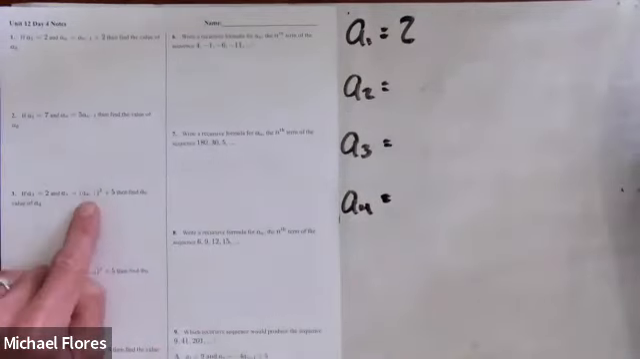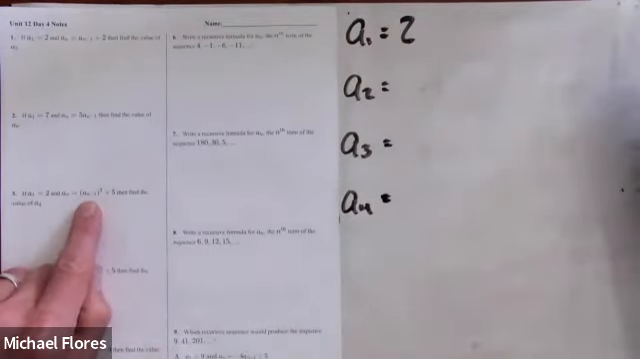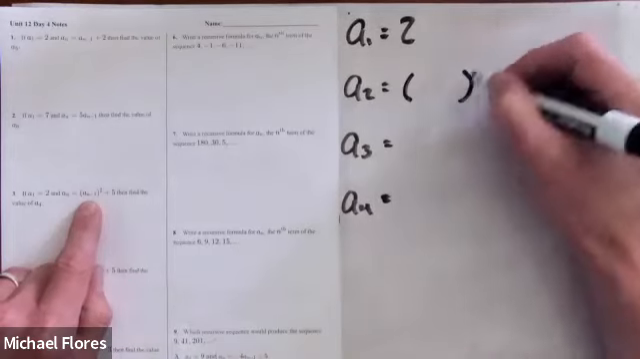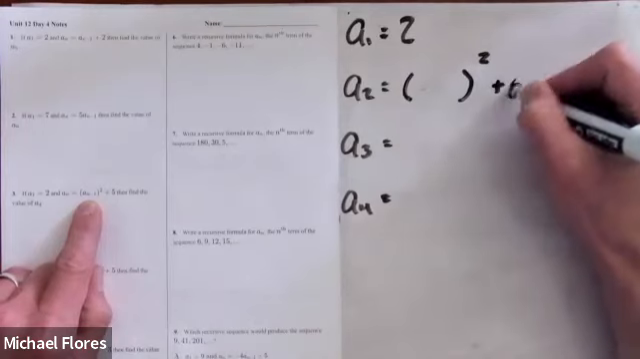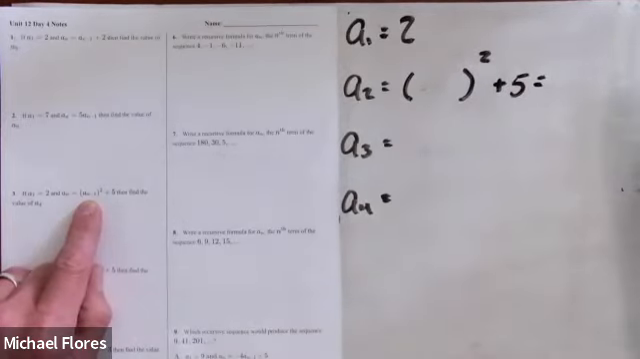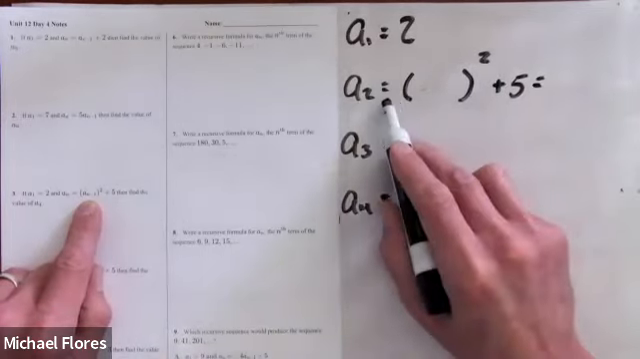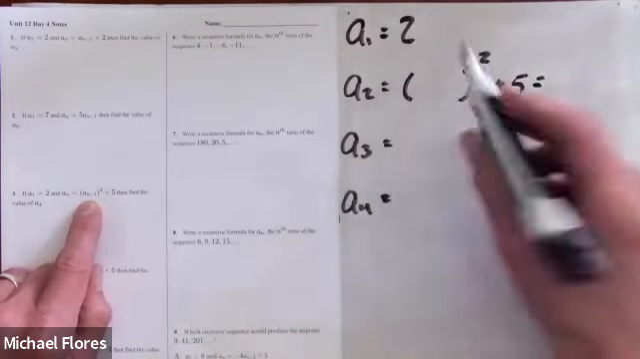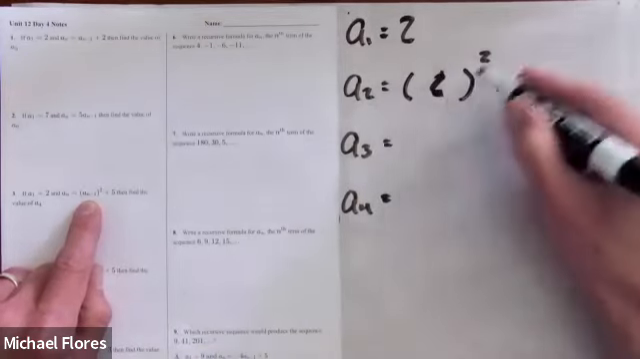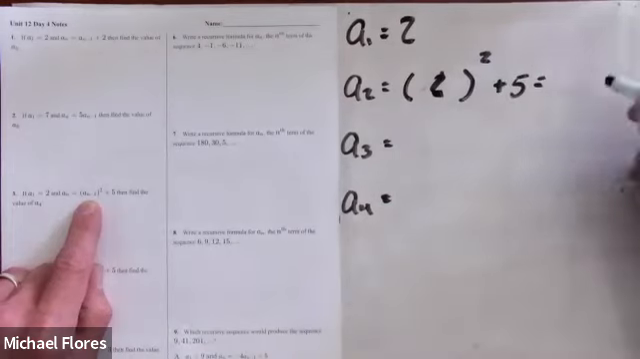Here's the formula. In parentheses, remember what that symbol means? It simply means: take the previous answer, square it, and then add 5 to it to get the current term that we're on. Well, the previous answer to a subscript 2 is here. So plug in a 2. 2 squared is 4. 4 plus 5 is 9.